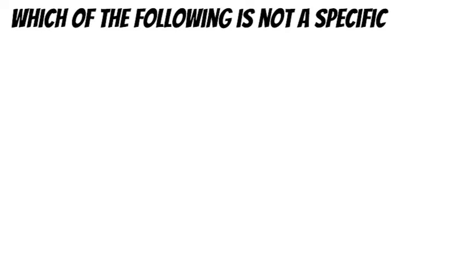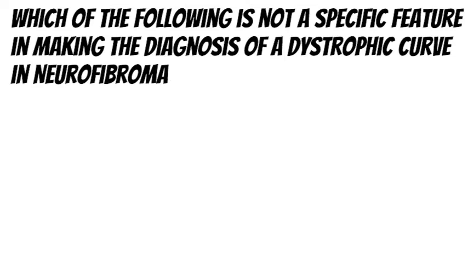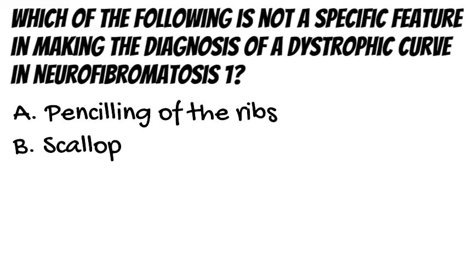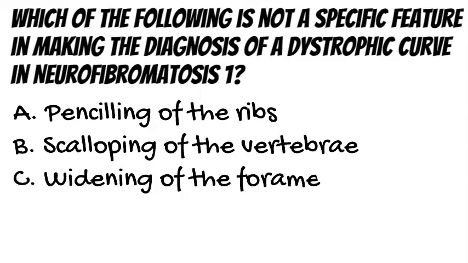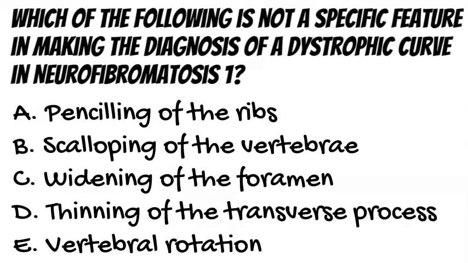Which of the following is not a specific feature in making the diagnosis of a dystrophic curve in neurofibromatosis type 1? A. Penciling of the ribs. B. Scalloping of the vertebra. C. Widening of the foramen. D. Thinning of the transverse process. E. Vertebral rotation.